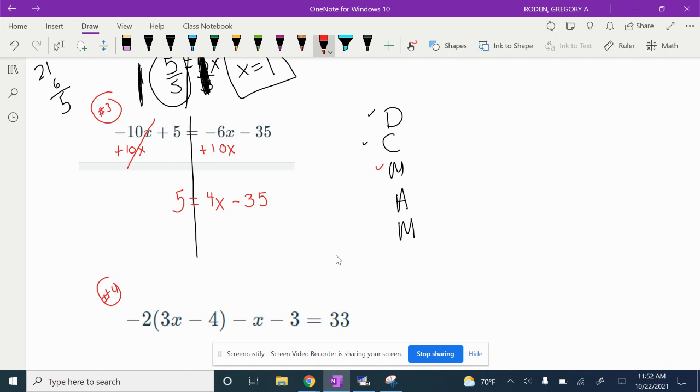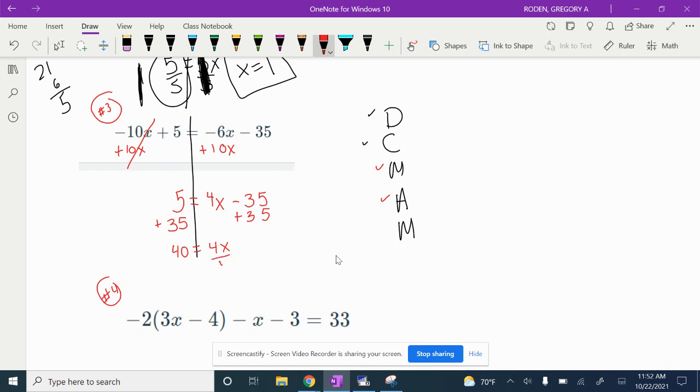Now we're going to take care of eliminating our addition and subtraction of the variable. Well, I'm subtracting 35, so the inverse operation of subtracting 35 is adding 35. So I'm going to add 35 to both sides. 35 plus 5 is 40. So I get 40 equals 4x.